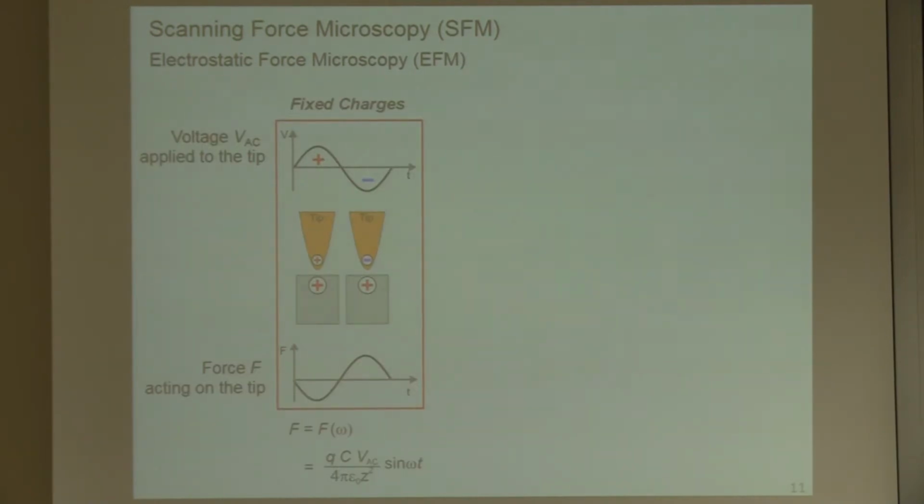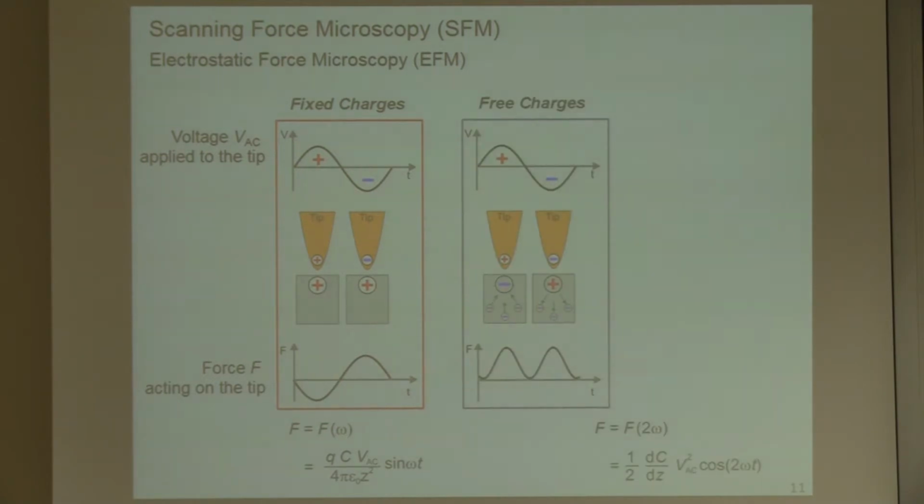How does this look like? Now, if you have a charge, let's say a positive charge in your sample, if it's positively charged your tip, you have repulsion. If it's negatively charged, you have attraction. So this is pretty trivial and nothing deep behind. However, what is interesting and not very much used is that at the double frequency, you can get information on the conductivity of your sample.